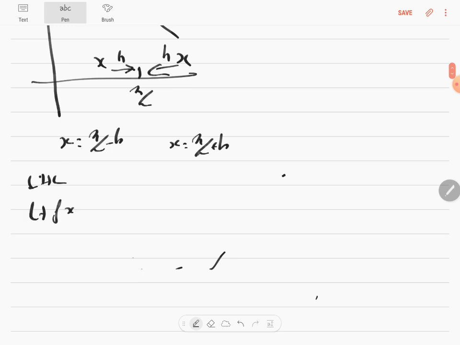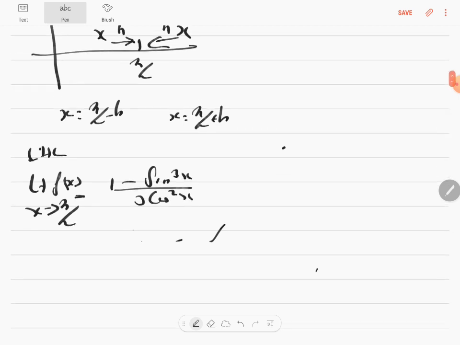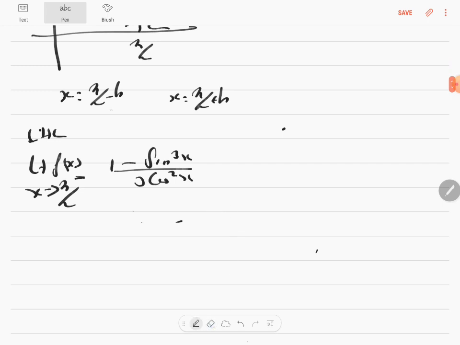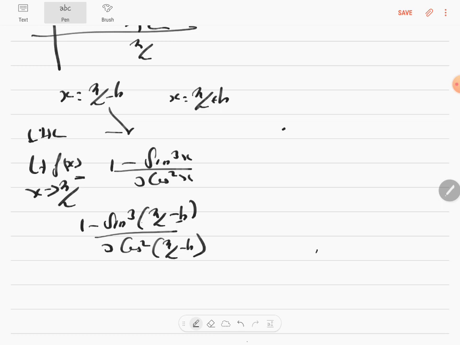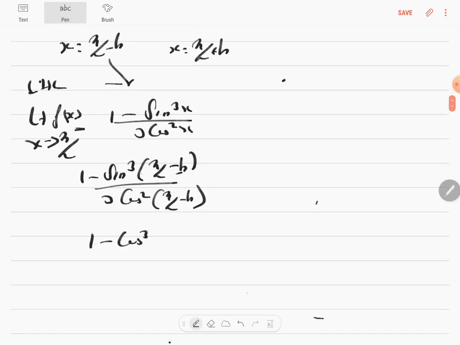Limit of f of x as x tends to pi by 2 from the left, which means a minus sign. The formula given is (1 minus sin cube x) by (3 cos square x). Now x has to be written as pi by 2 minus h. So it is (1 minus sin cube of (pi by 2 minus h)) by (3 cos square (pi by 2 minus h)), which is (1 minus cos cube h) by (3 sin square h). The moment you write it as h, it becomes limit h tends to 0.